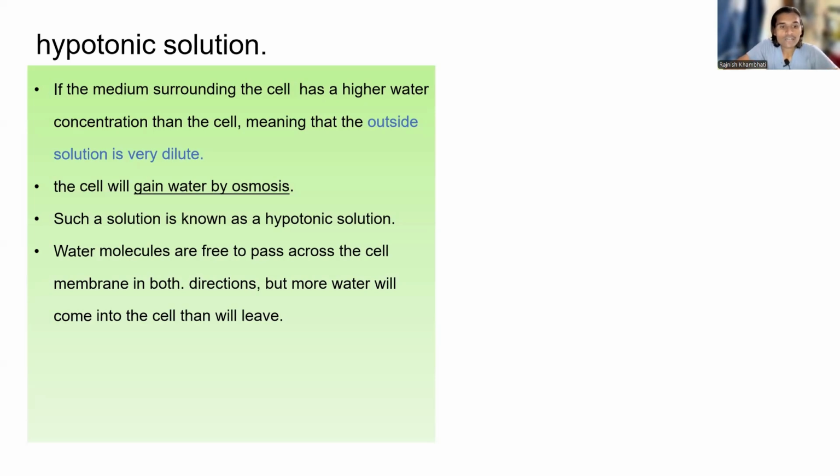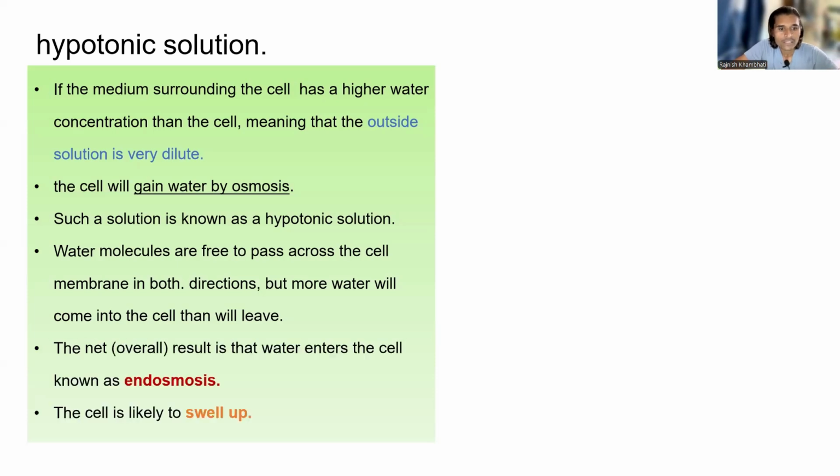But more water will come into the cell than leave. Okay, but what is happening over here? More water is coming inside and a small amount of water is going outside. The net, meaning the overall result, is that more water is entering than exiting. And that is known as endosmosis. And because of this situation, the cell will become bigger and swell up.